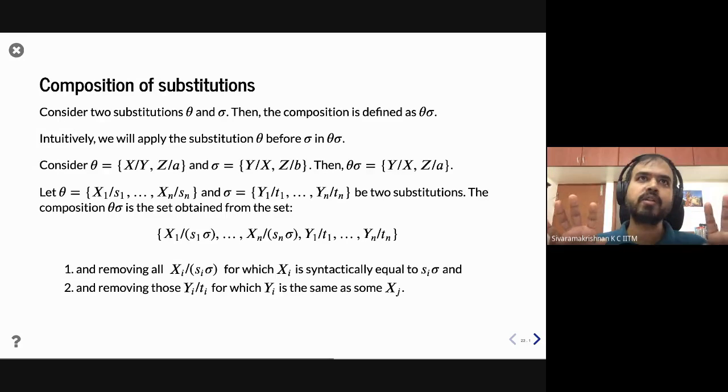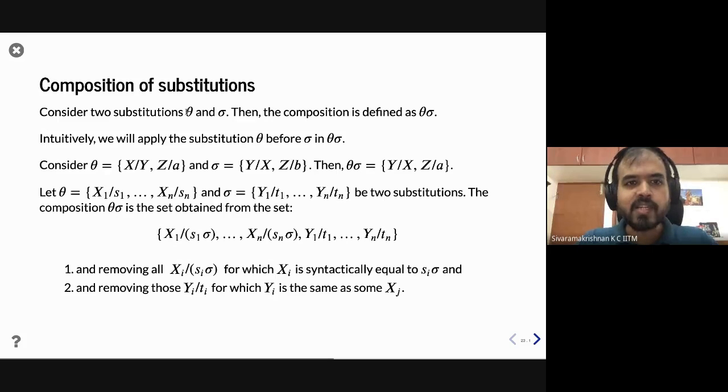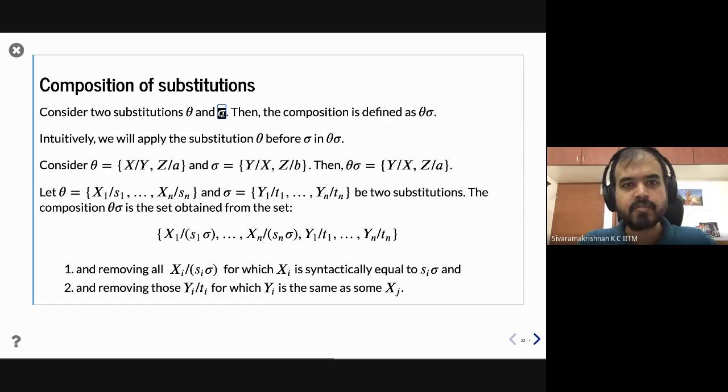If you sort of think about it, right? So substitutions are like functions, and in OCaml we've seen function composition. Take two functions and you can compose them together. So here what we are going to see is composition of two substitutions, right? We will go through what that means. So consider two substitutions, theta and sigma, right? And the composition of that substitution is written down as theta sigma.